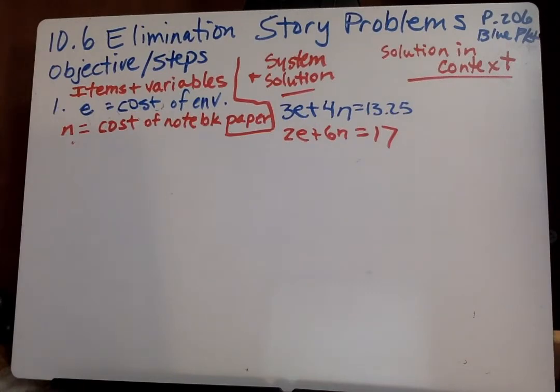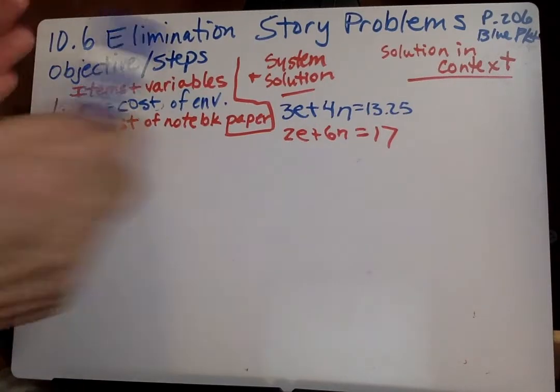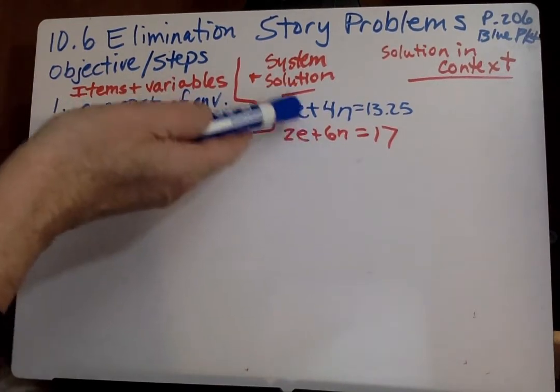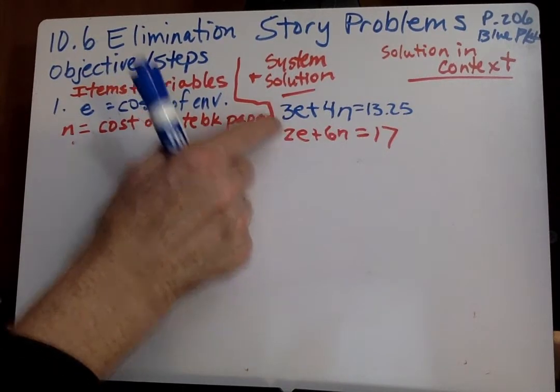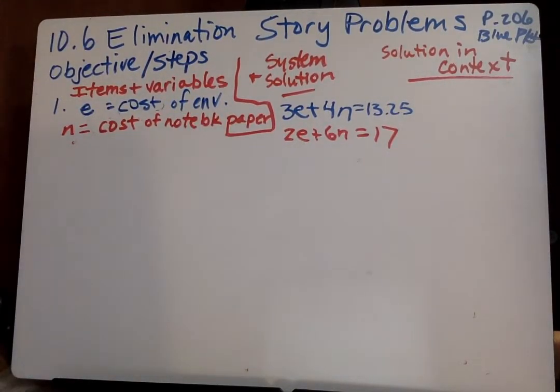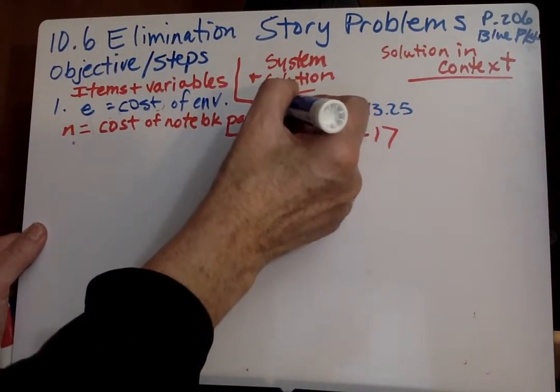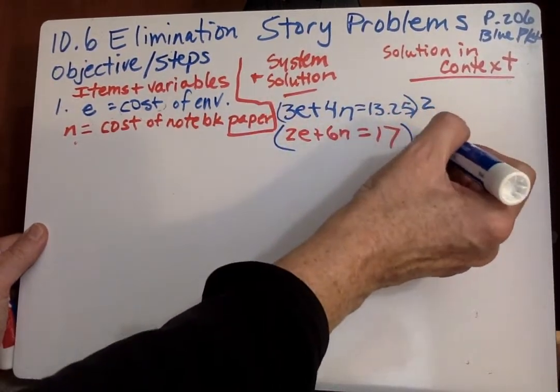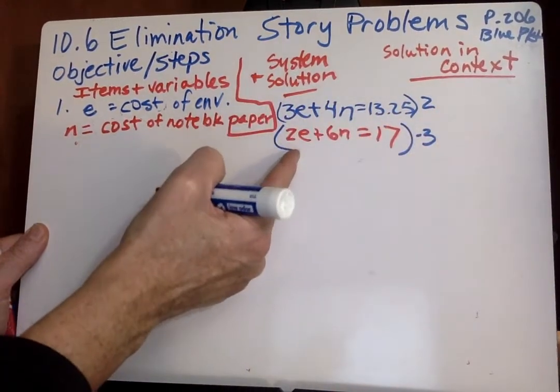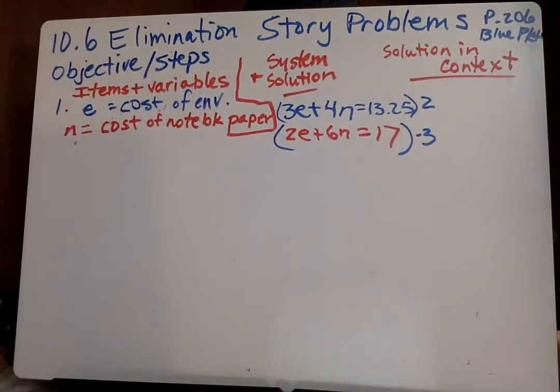So we're going to go ahead and use elimination. I'm going to decide to get rid of the E, so I'll eliminate the E. I want this to be the least common multiple between 3 and 2, which is 6. So we want one of them to be positive 6E and the other one to be negative 6E. So I'm going to take this whole thing and multiply it by 2, and take this whole thing and multiply it by negative 3. This will give me positive 6E and negative 6E, and that will be using elimination.